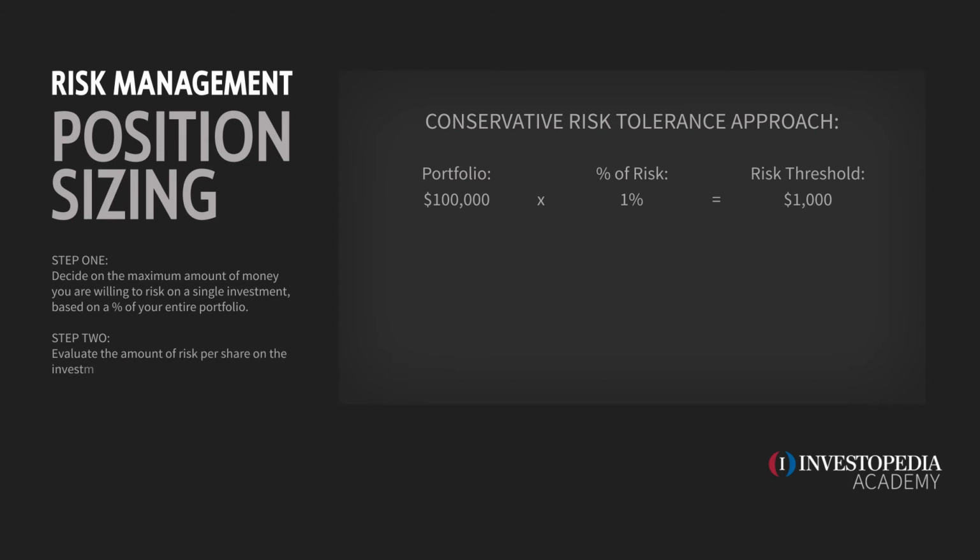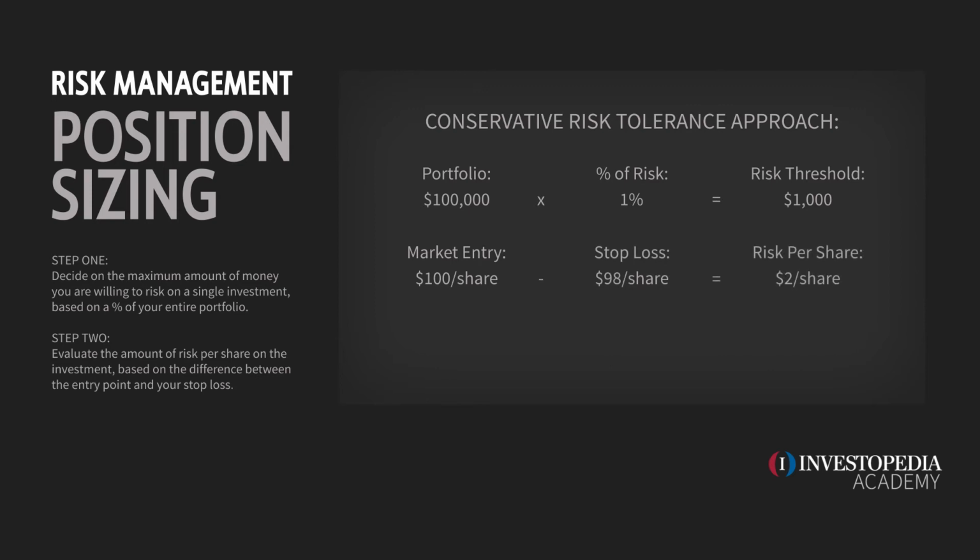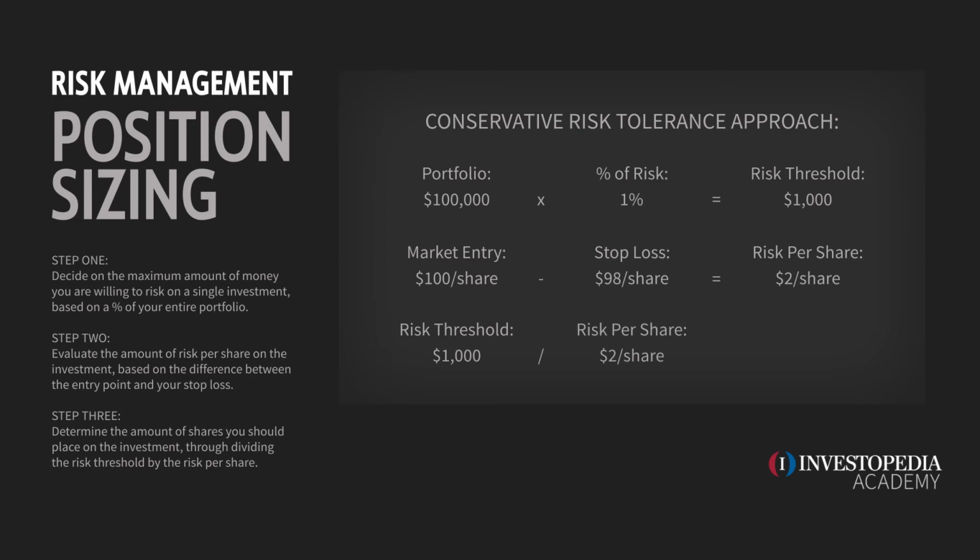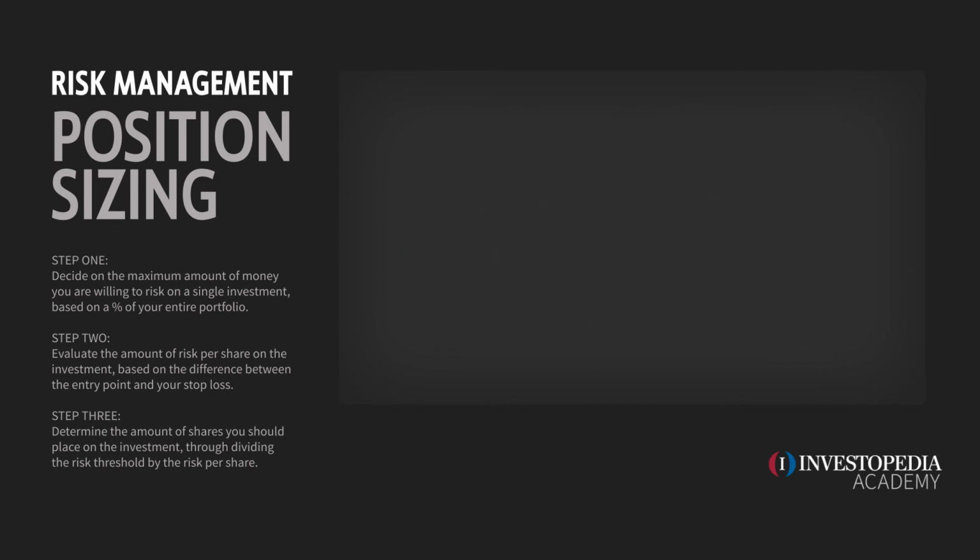If I'm entering the market at $100 and I'm putting a stop loss below 98, that's $2 per share of risk. When you consider that I'm willing to put $1,000 of risk on the table, if I were to divide that 1,000 by $2 per share, that gives us 500 shares. That's what we need to buy in order to express this trade in the marketplace based on our personal risk management procedures, our risk tolerance, and our overall objectives.